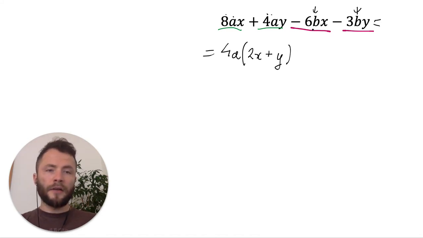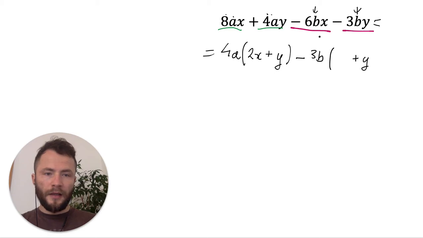And in the other expression, I am going to take out minus 3b. Inside the bracket, if I take minus 3b out of this expression, I'm going to end up with plus y. And if I take out minus 3b out of this term, I'm going to end up with plus, because minus is after coming out, so plus 2x. And I can close my bracket.